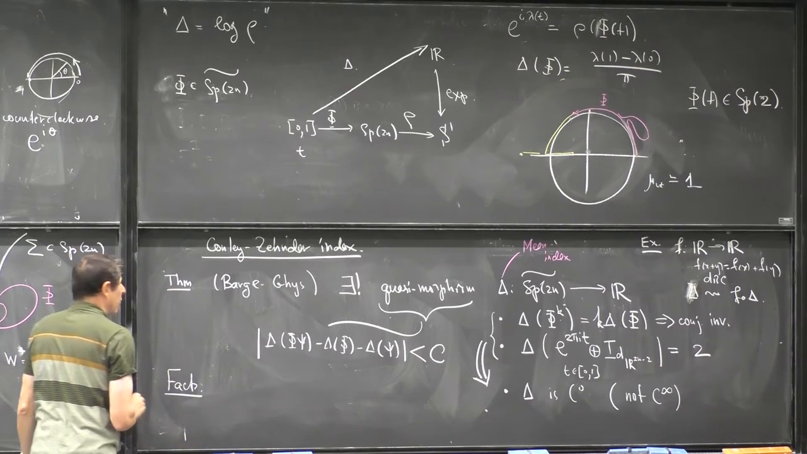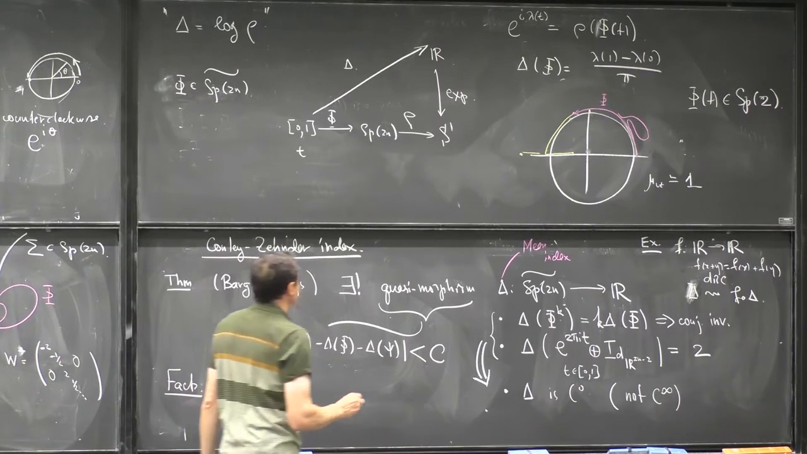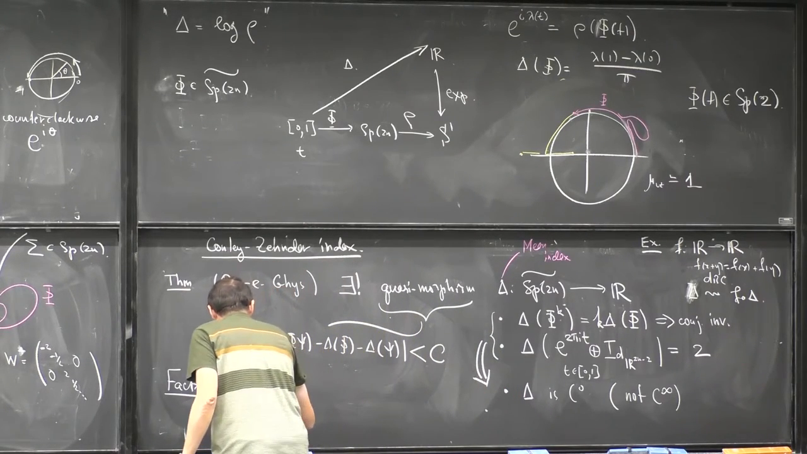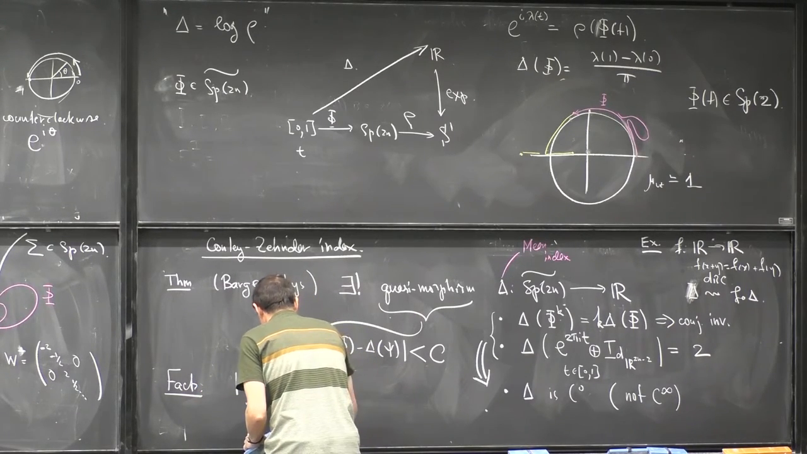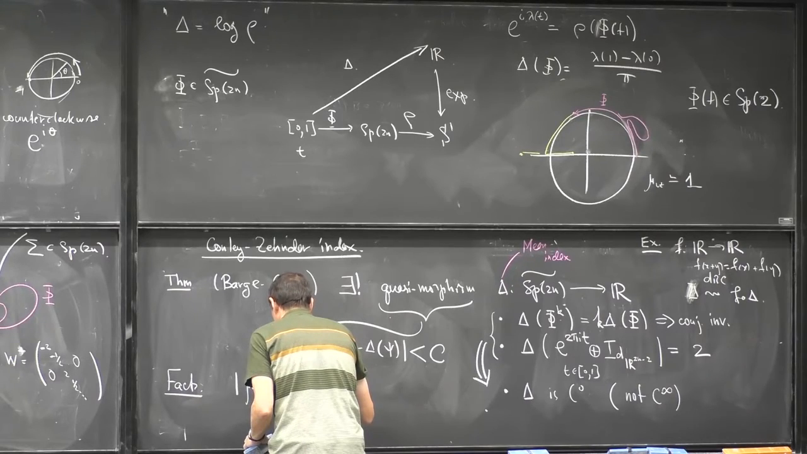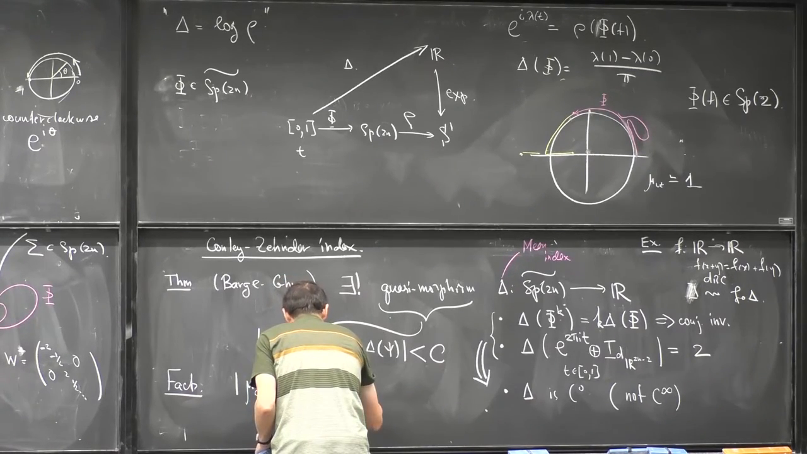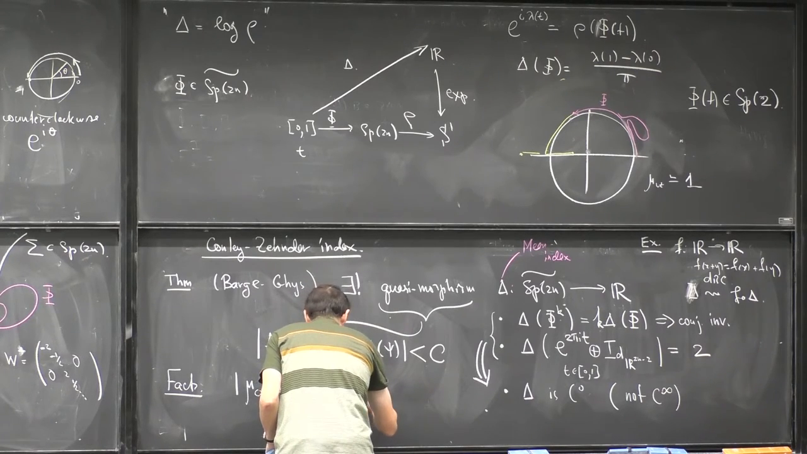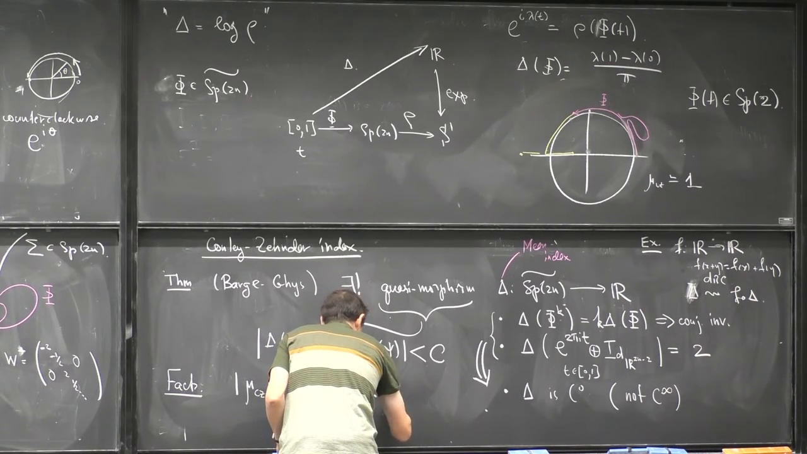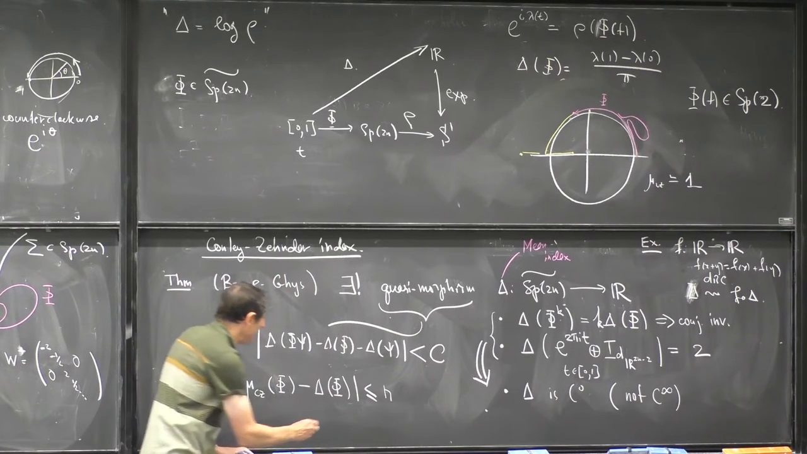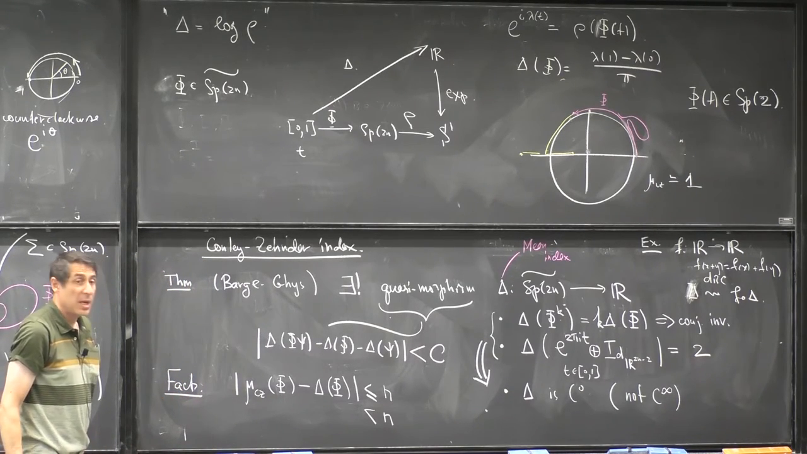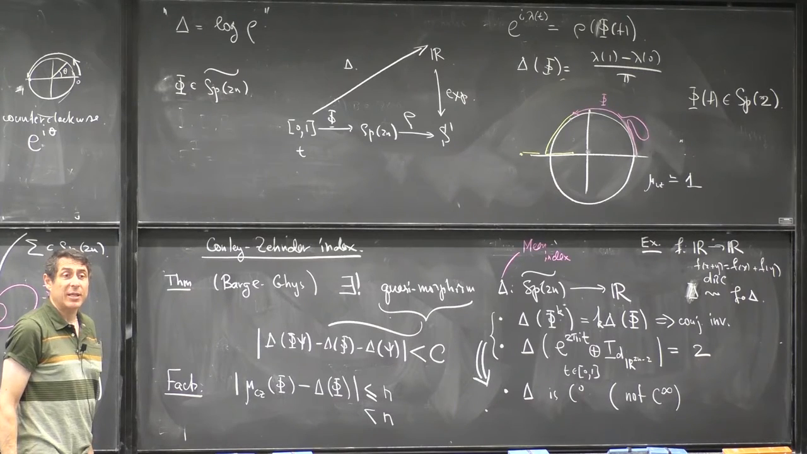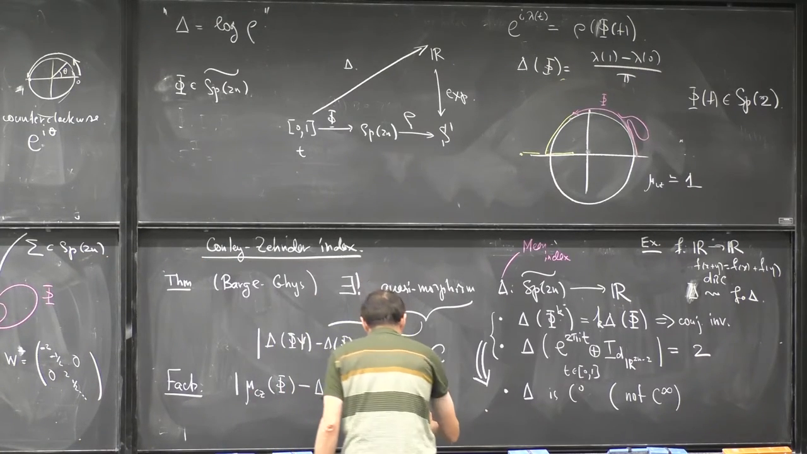which now more or less follow from the construction, is that the difference between the Conley-Zender index and the mean index does not exceed the dimension, and in fact, is strictly smaller than the dimension when at least one eigenvalue is different from one. This is called weak non-degeneracy.